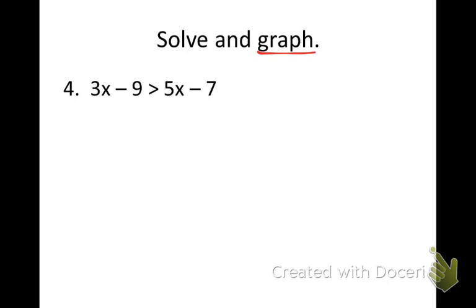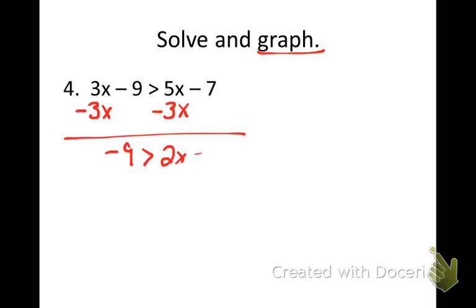Okay, this time after we solve it, we need to graph it. So it's a pretty basic one. We need to get x's together. If I want to keep my x's positive, I'm going to subtract 3x. You could choose to do something else, remember. I get negative 9 is greater than 2x minus 7.